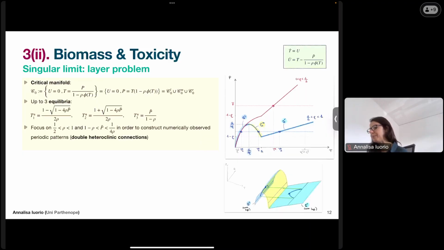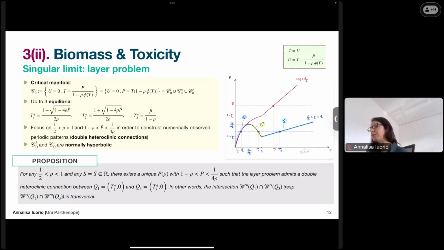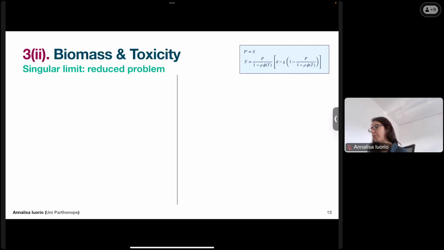So, I won't go too much into details, but basically what I want to say is that we end up having a proposition that really tells us what is happening in the layer problem, where we have these sort of double heteroclinic connections, which are the double jumps that we need to construct our periodic orbit. Then we move to the reduced problem.